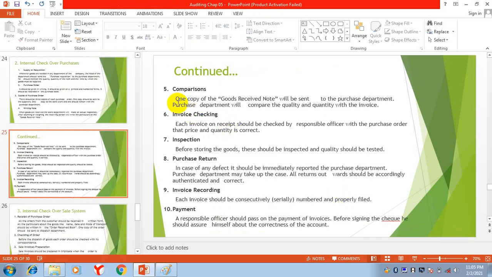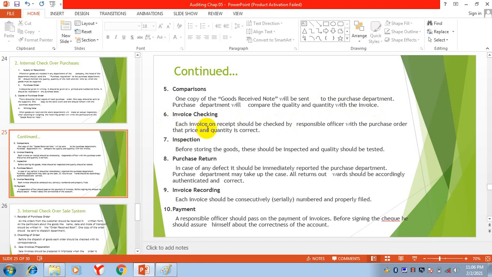Comparison means 1 copy of the goods received note will be sent to the purchase department. The purchase department will compare the quality and quantity with the invoice, whether they received the exact amount and the exact quality of goods or not.